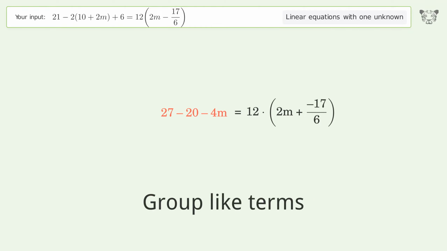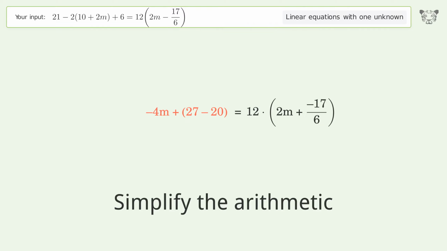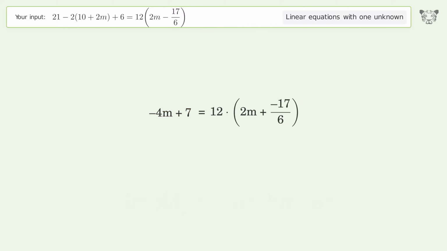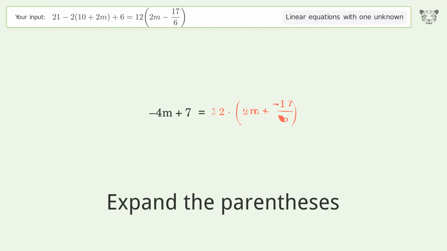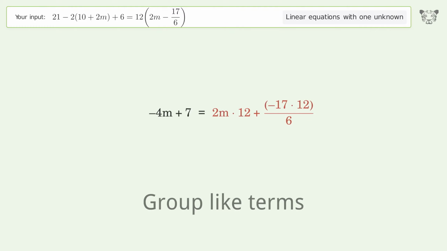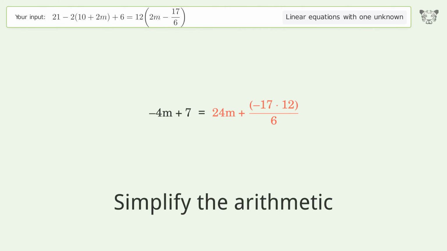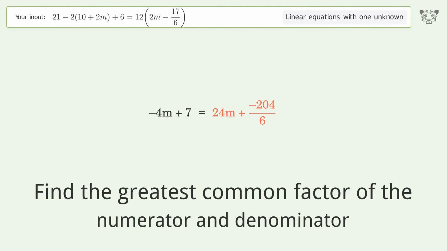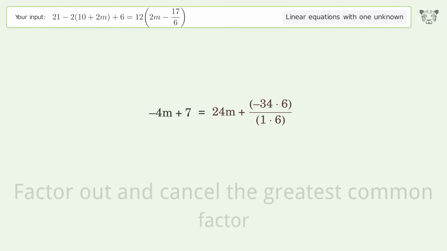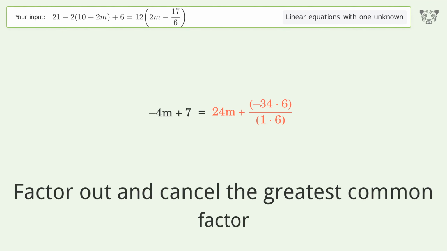Group like terms. Simplify the arithmetic. Expand the parentheses. Group like terms. Multiply the coefficients. Simplify the arithmetic. Find the greatest common factor of the numerator and denominator. Factor out and cancel the greatest common factor.